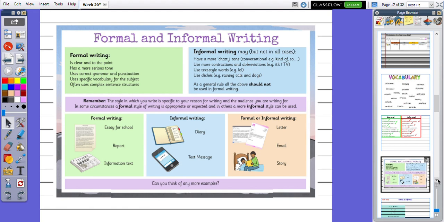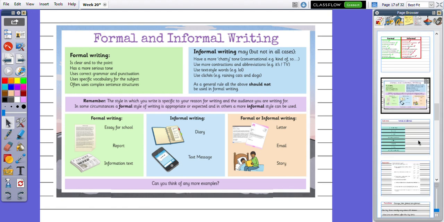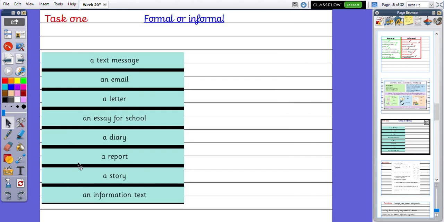Okay? So you have 4 tasks to complete today. The first one is this. You are going to tell me whether these forms of writing are formal or informal. So in your book, I want you to write a text message and then whatever it is, so formal or informal, and then the same for the others. So that is task 1.